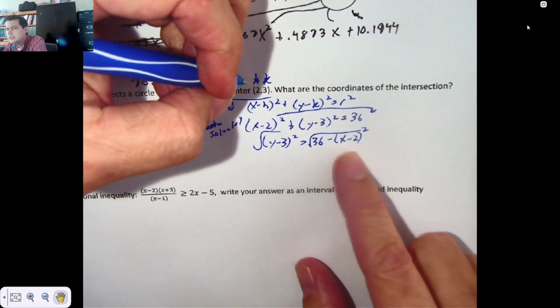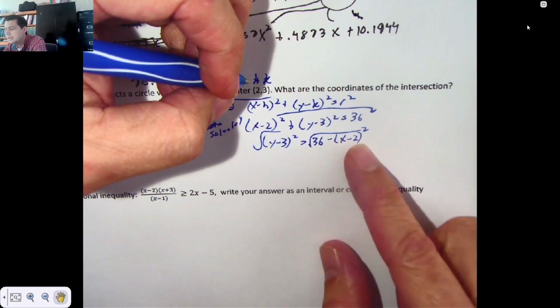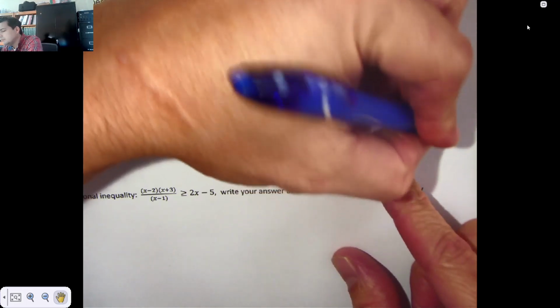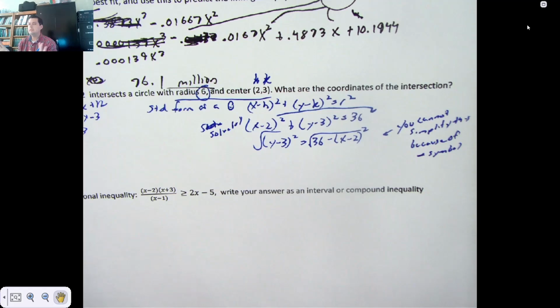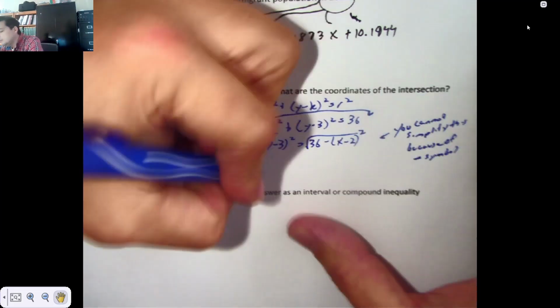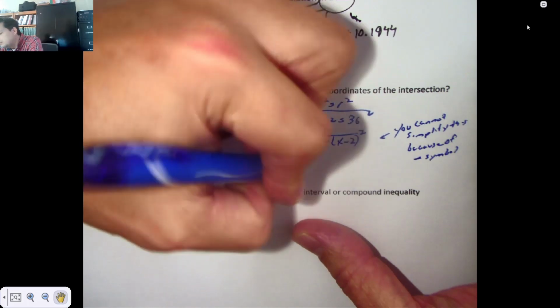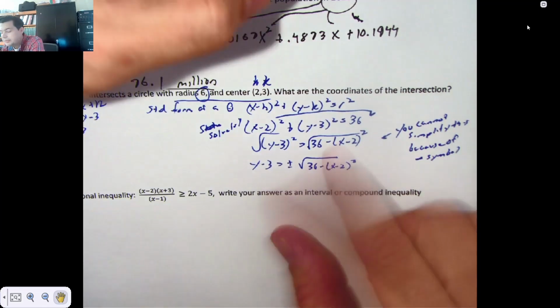Don't do anything with this. Don't think this becomes 6 minus x minus 2, because it sure does not. You cannot simplify this because of the minus symbol. There's nothing you can do with it, okay? But anyways, you shouldn't anyways. Y minus 3 is plus or minus the root of 36 minus x minus 2 all squared. And then we just add 3.